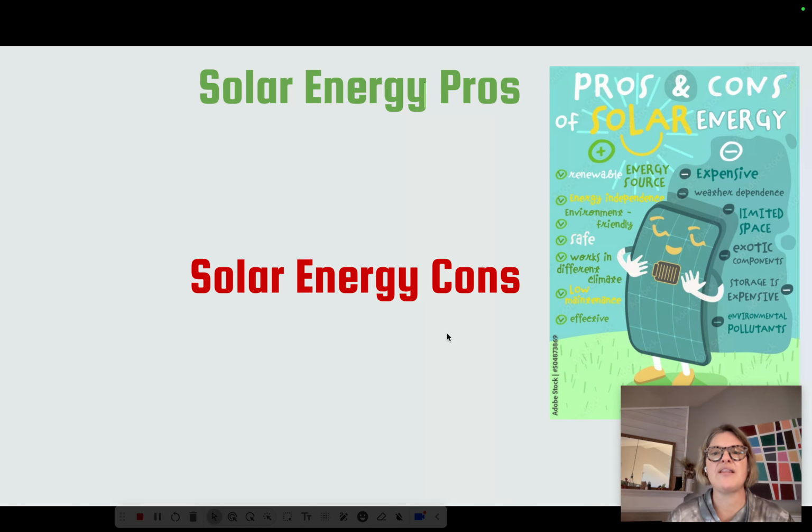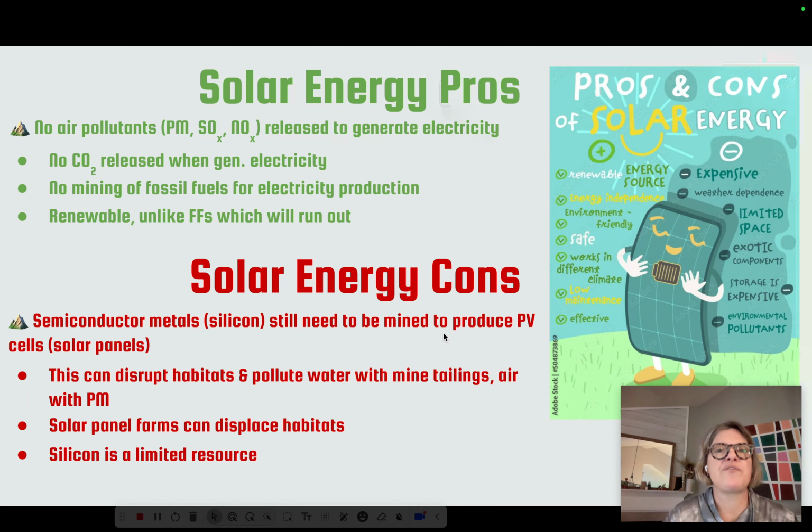Okay. And then what are some pros and cons of solar energy? Well, first of all, solar energy has zero air pollutants. There's no CO2 released when we generate that electricity. There's no mining of fossil fuels for creating the electricity. And it's renewable. So unlike fossil fuels, which will run out, it comes back every day as long as there's sun. So don't forget there is that intermittency issue.